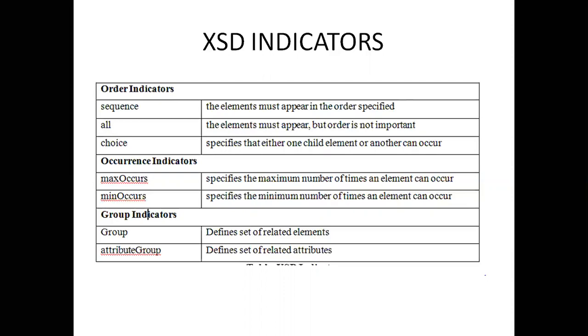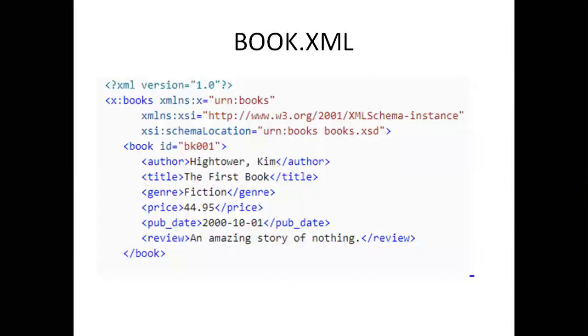Group indicator: there are two types of group indicator. Group means we define a set of related elements, we know very well. Attribute group means we are going to define a set of related attributes. Group means elements, attribute group means you are going to group the related attributes, okay, that's all.